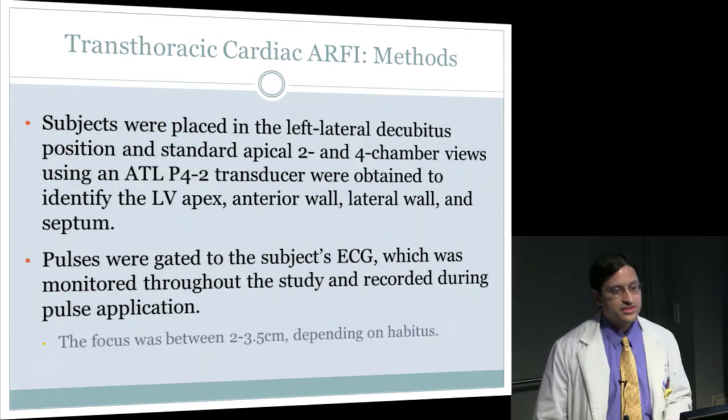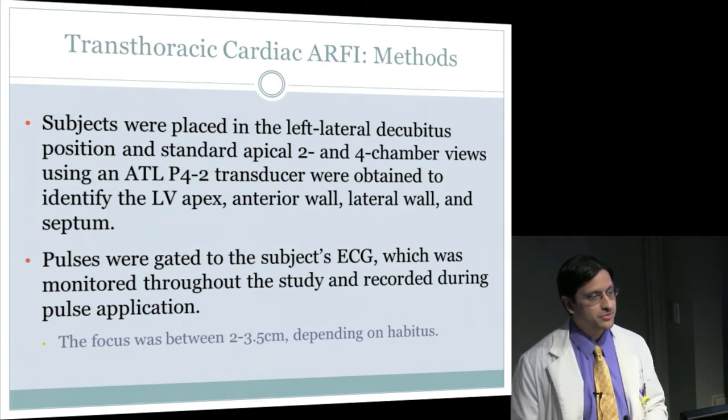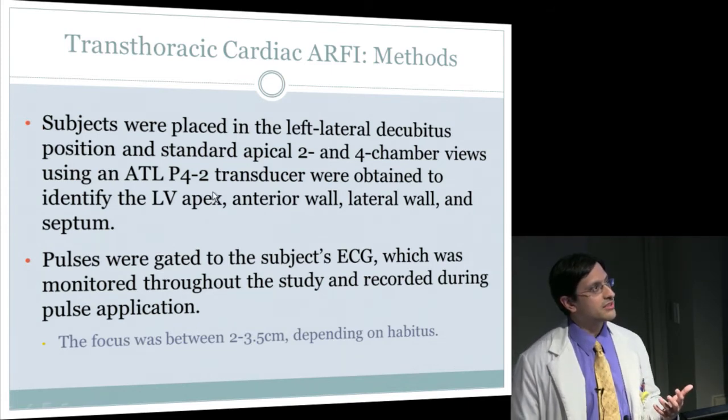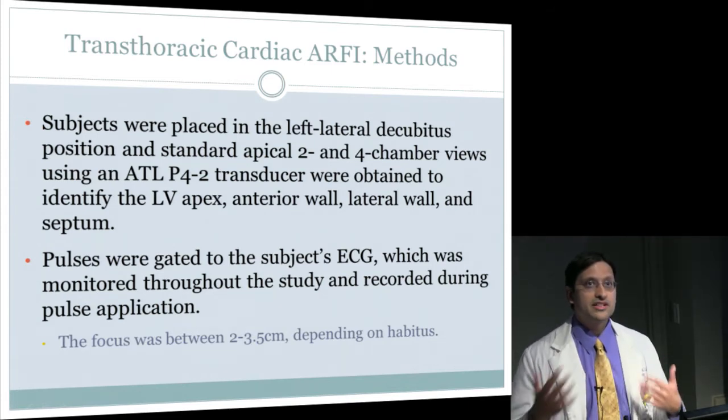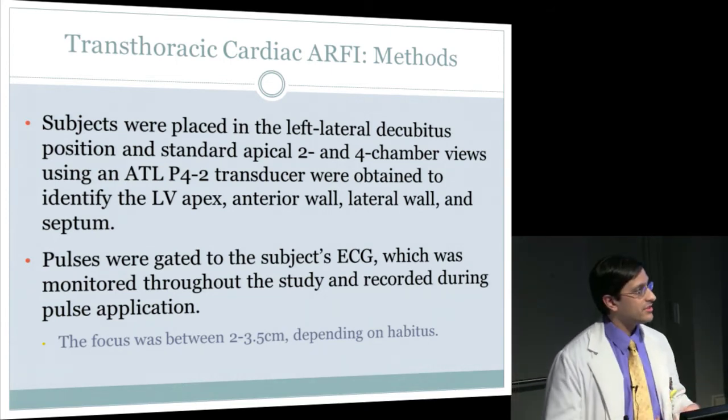As far as image acquisition, standard left lateral decubitus views, and I'd get 2-chamber and 4-chamber apical views and target 5 segments in the heart. All acquisitions were gated to the patient's ECG, and we recorded the ECG throughout the image acquisition process, again, to make sure that we were not inducing any PVCs with any of these pulses.